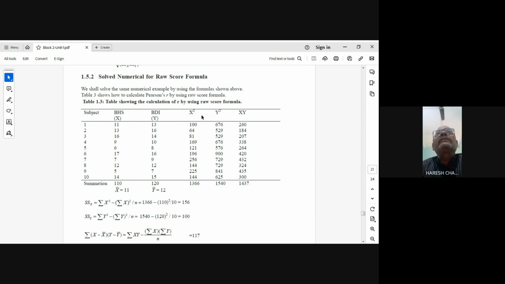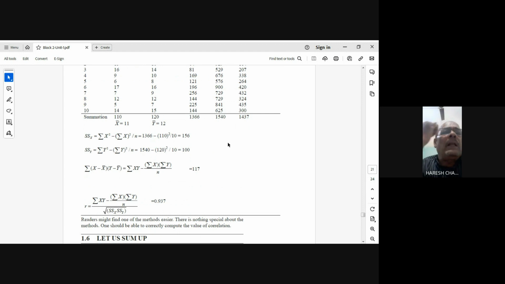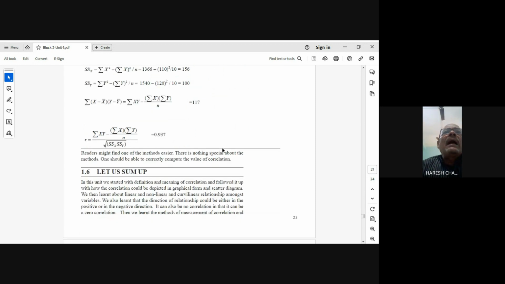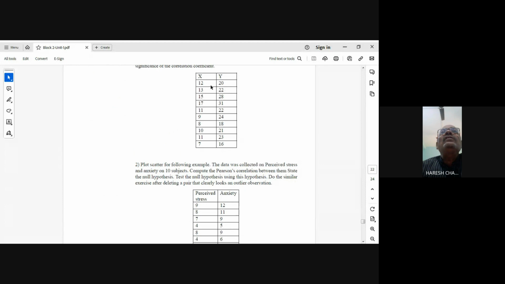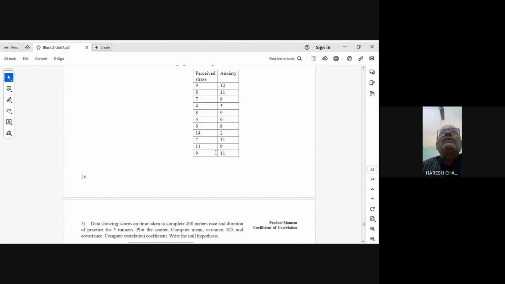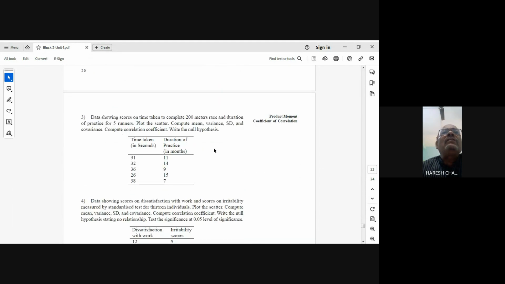Here, x square and xy. The formula is different. But the earlier formula that I have told you is a better formula than this. That will be easier for you. And now, this thing is summed up. And you have certain questions as x and y. You can try and make practice with them.